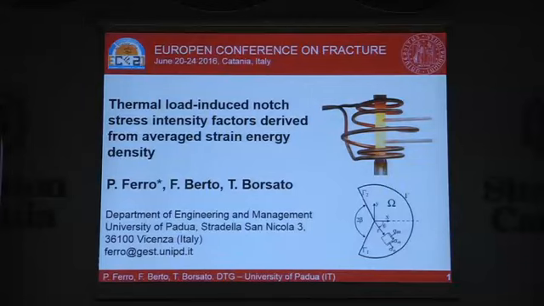Okay, the title of my talk summarizes quite well what I'm going to describe, which is a powerful method for the calculation of the thermal load-induced notch stress intensity factors by using the strain energy concept.